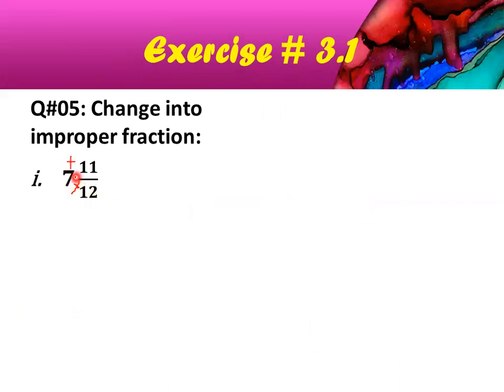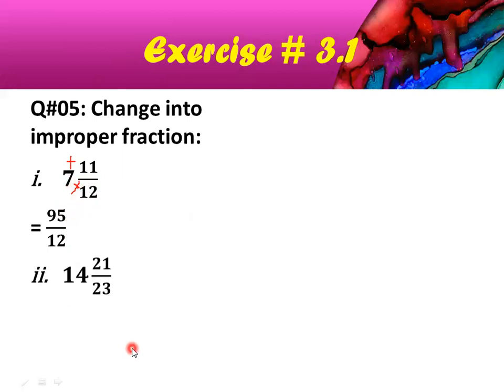Understand? Now 12 multiplied by 7 is 84, and 84 plus 11 will become 95. So you will write here 95 upon 12. The denominator will remain the same, but your numerator will change. How will it change? Simply you will multiply 12 with 7, so 12 multiplied by 7 is 84, and 84 plus 11 will be 95.